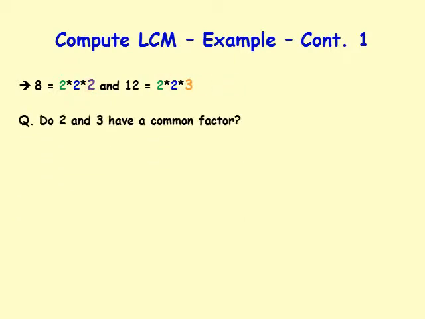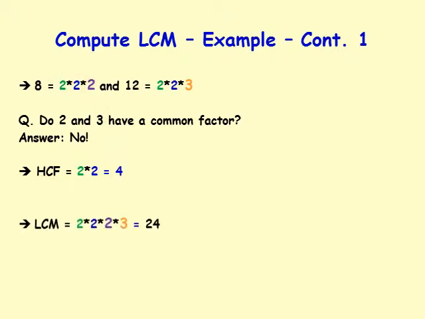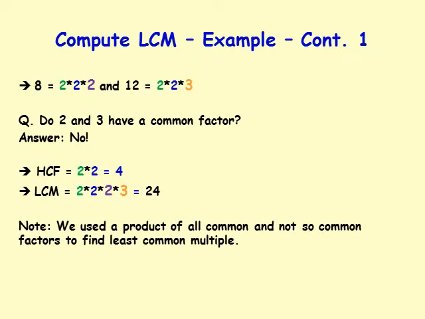Do 2 and 3 have any common factors? No. So HCF is 2 times 2, the common factors, and LCM is 2 times 2 times this 2 and this 3, which are not common factors. So 2 times 2 is 4, 4 times 2 is 8, 8 times 3 is 24. We use the product of all common and not so common factors to find the least common multiple.